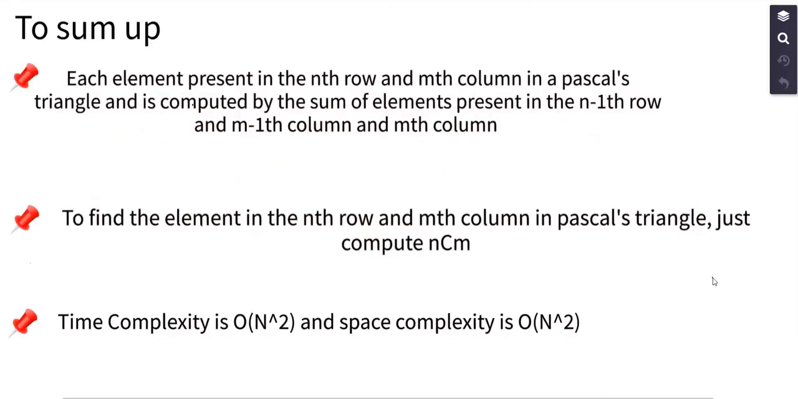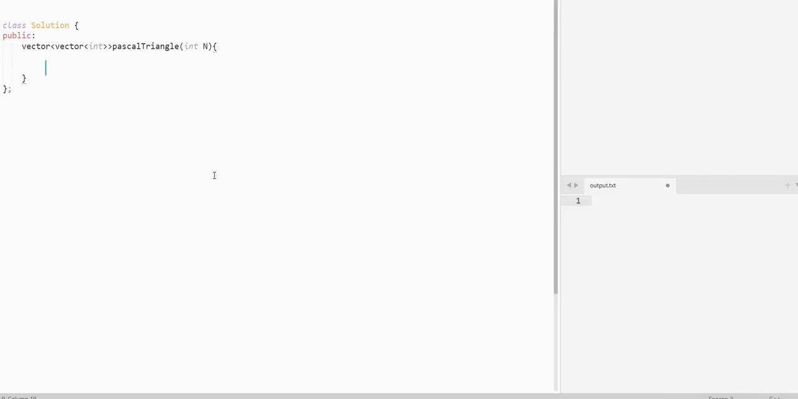So here we can sum up the problem. Each element that is present in the nth row and mth column in Pascal's triangle is computed by the sum of elements present in the (n-1)th row and (m-1)th column and the mth column. So this is the function for generating Pascal's triangle.